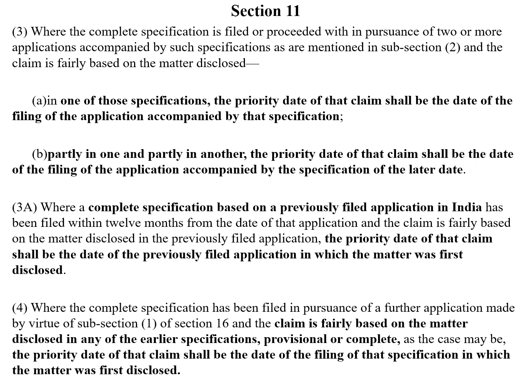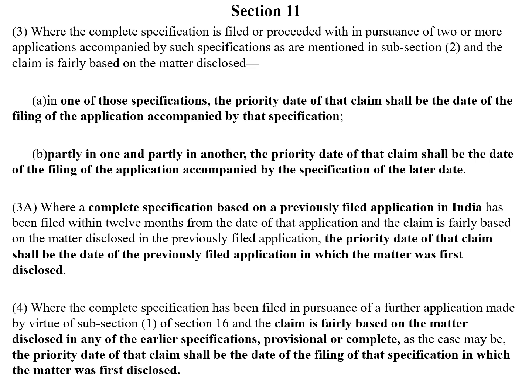Then if a complete specification is based on a previously filed application in India, the priority date will be the date of the previously filed application in which the matter was first disclosed. The best way to remember is, if you want to find the priority date, it is always the earliest one. So the previously filed application's priority date will be considered in such cases.